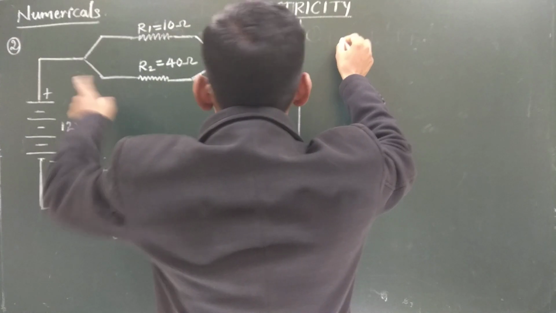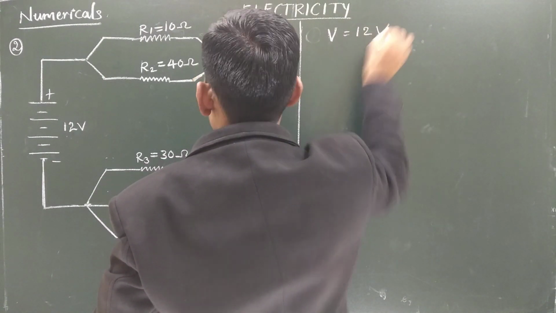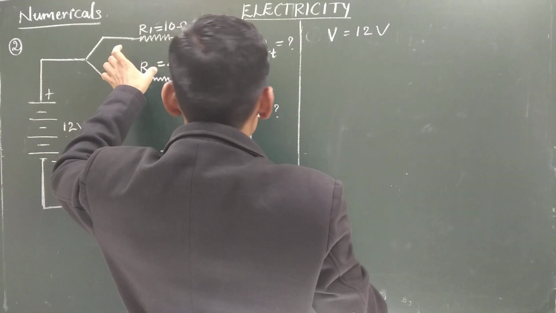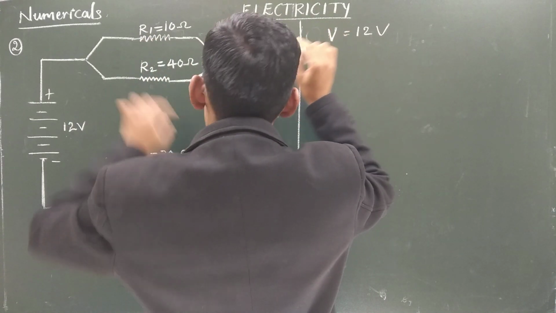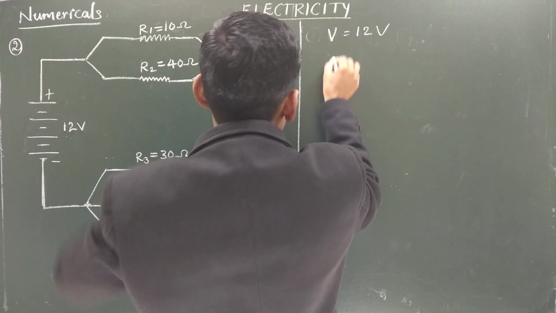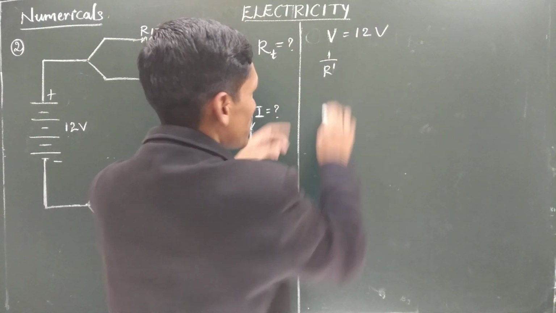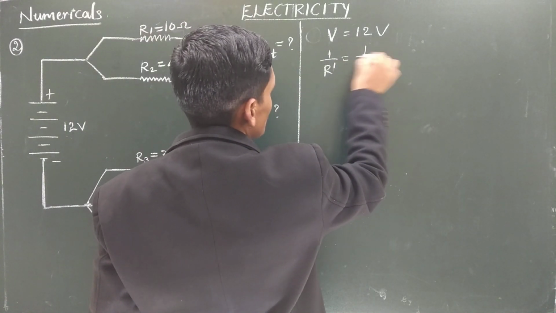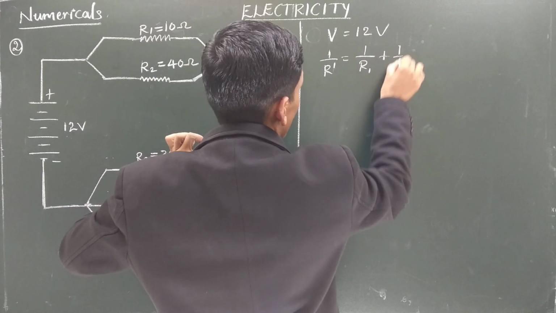First, what is given we will write: the potential difference is 12 volt. R1 and R2 are given. So let us find the equivalent resistance of this combination; let it be R dash. The total resistance of this combination can be found like this. Instead of writing 1 by RP, we shall write 1 by R dash, which will be equal to 1 by R1 plus 1 by R2.